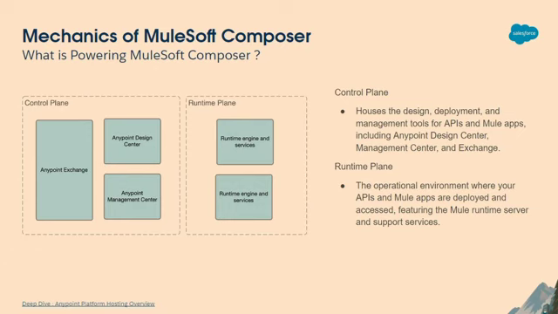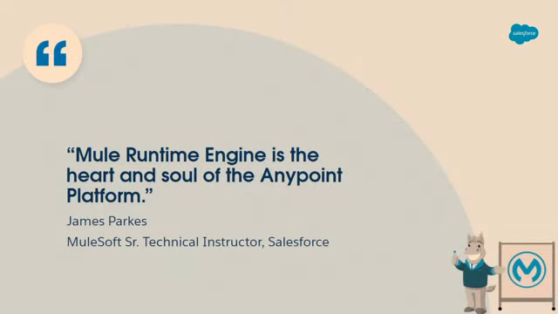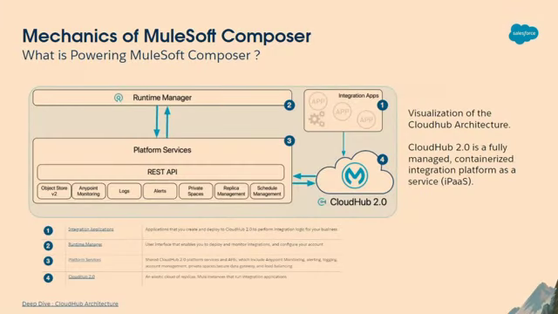But if we click in one more time, and before we get into that, I just wanted to have one more quote, from an amazing instructor at MuleSoft, James Park, who talks about the Mule runtime engine, which is the heart and soul of the Anypoint platform. As we click in, what you now see is a visualization of the CloudHub architecture. This is where the magic is happening. CloudHub 2.0 is a fully managed, containerized integration platform as a service, or iPaaS.